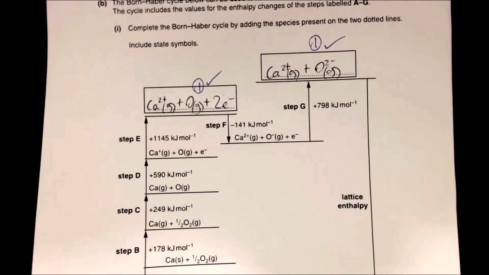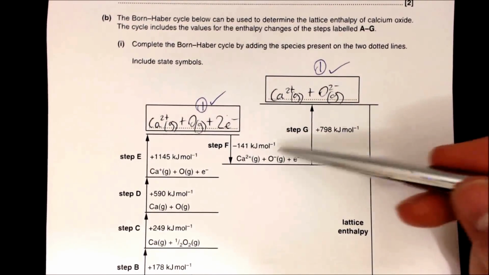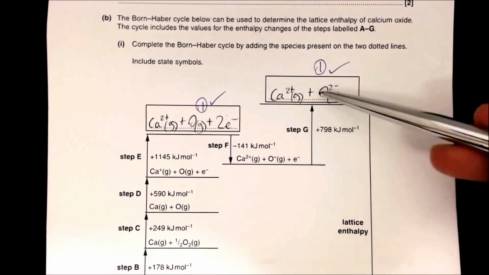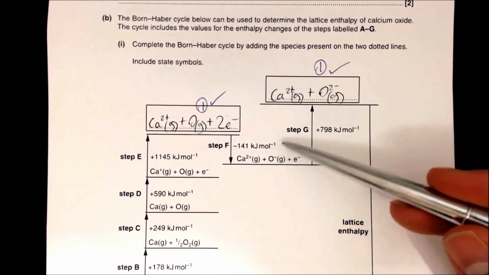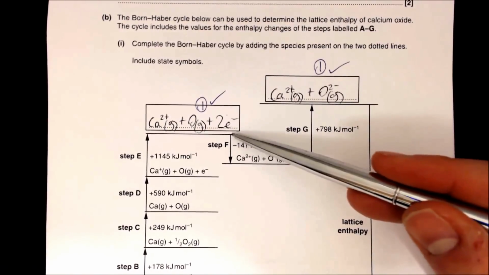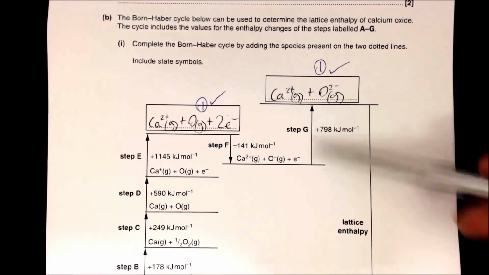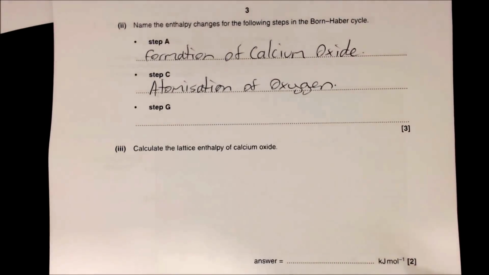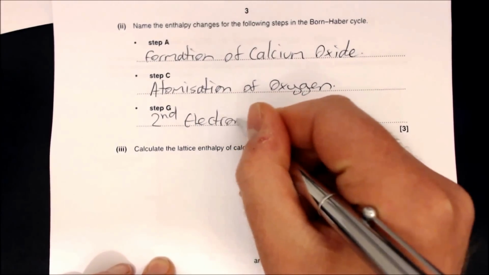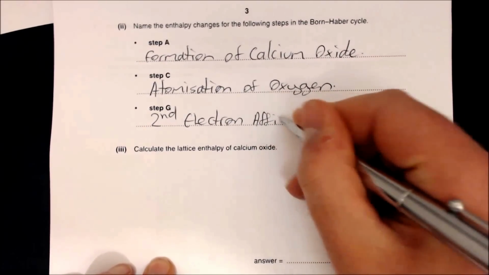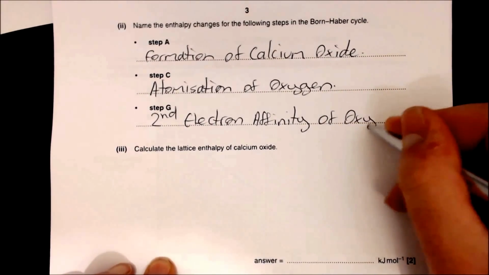So it's being specific. Okay, and then the next one is step G. Step G, if we look at our step here, is going from Ca2+, O- plus an electron to, and you can see the change here is going from O- to O2-. So this is electron affinity, but this is the second electron affinity because we've done the first electron affinity here, adding the electron to the oxygen to form O-, and now this is the second one here. So again, we have to specify which type of electron affinity this is, and this is the second electron affinity. Affinity means to kind of be attracted to it. And again, we're just going to put of oxygen, being specific.